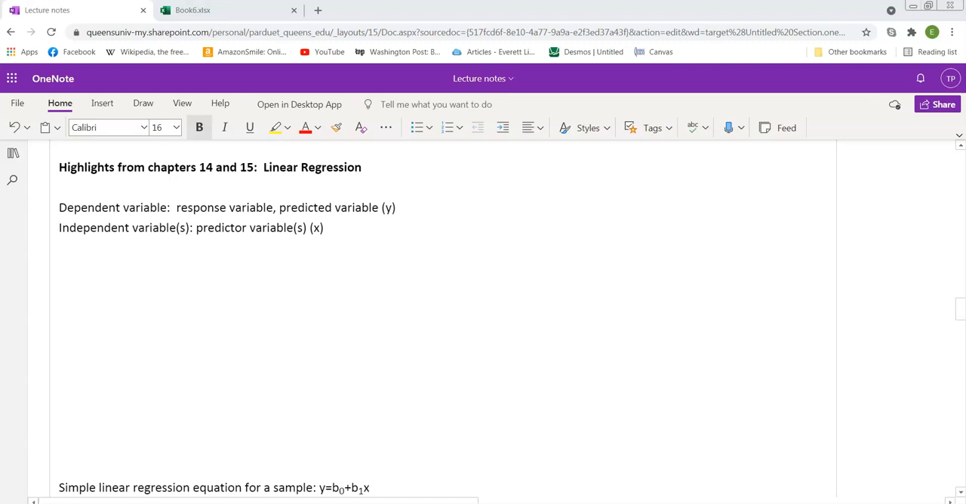This is our last lesson of the semester, in which we take a few highlights from chapters 14 and 15, which is on linear regression. We are only going to scratch the surface of things that we could talk about with regression. In fact, there are entire courses on regression. So I want you to know that there's more to it.